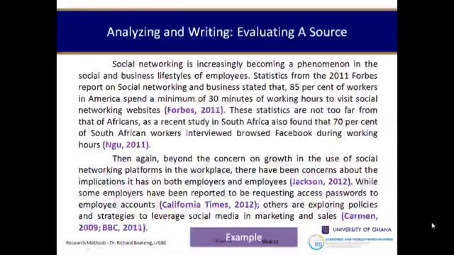Very excellent. You see how it is written. The first one was an argument, and then the next one, which is statistics from the 2011 Forbes report, is a statistic coming from a Forbes magazine, a periodical, being used to support or substantiate this first argument. It said these statistics are not too far from that of Africans, as a recent study of South Africa also found that 70% of South African workers interviewed browse Facebook during working hours.